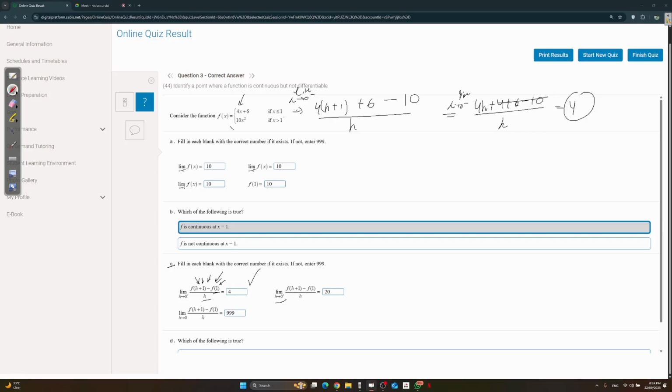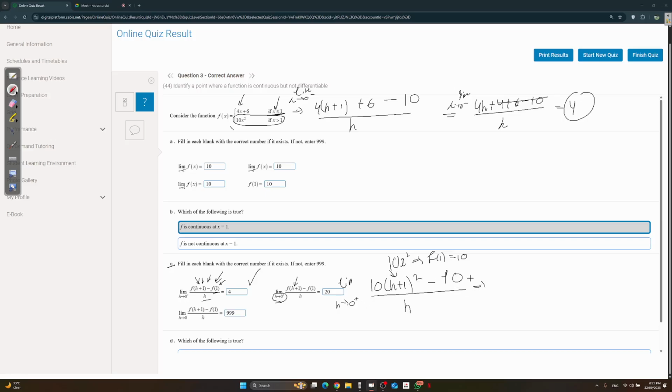Second one, now they're saying 0 plus. So am I using this one now? No. Now I'm using the second one, 10x squared. What do we do? Again, same process. f of h plus 1 means substitute instead of x, h plus 1. So 10 times h plus 1 squared, minus f of 1. Substitute 1: f of 1 is equal to 10, right? So minus 10, all over h. And again, you have the limit over here.